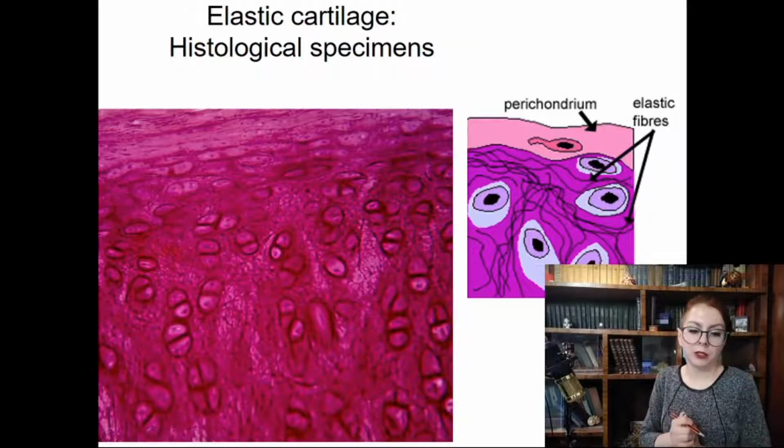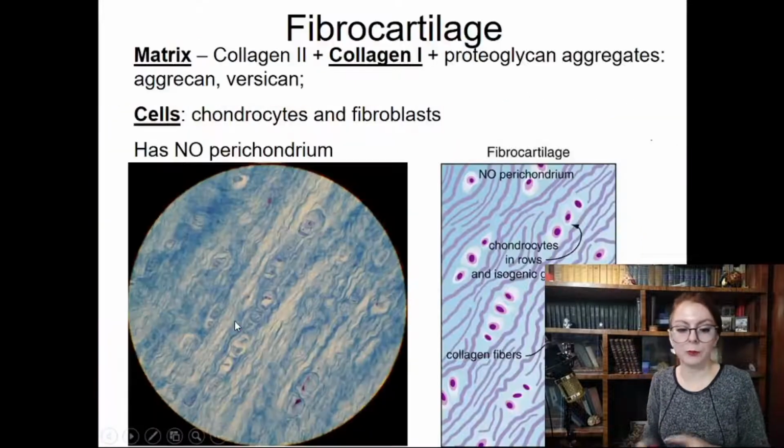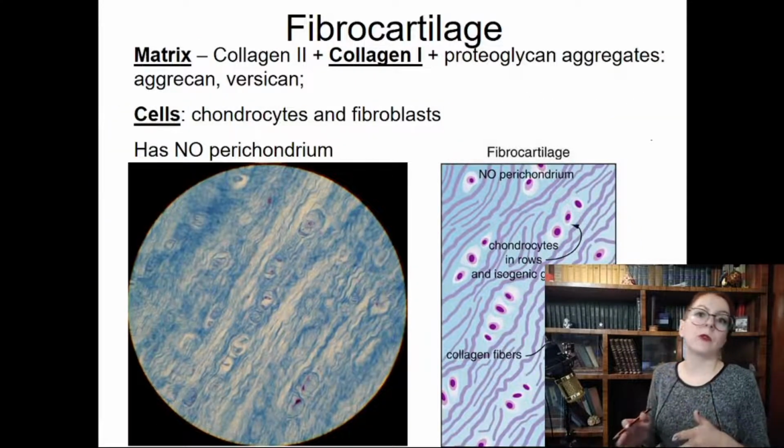Then elastic cartilage itself one more time. I think there is nothing to show. Again, the perichondrium, the cartilage tissue with chondrocytes and elastic fibers. Nothing new. And at last we go to the fibrocartilage.